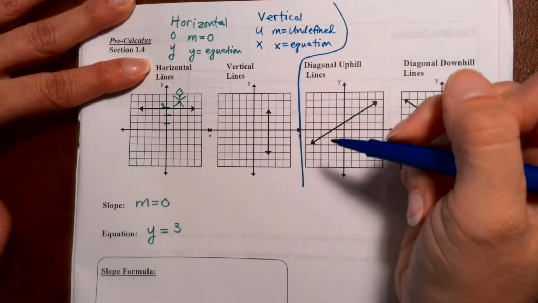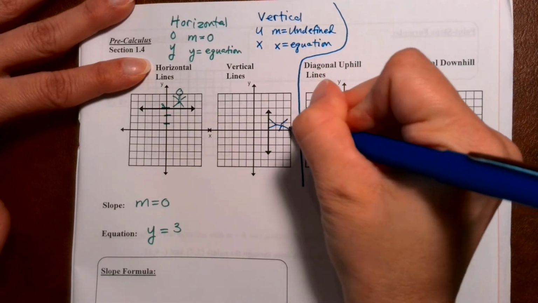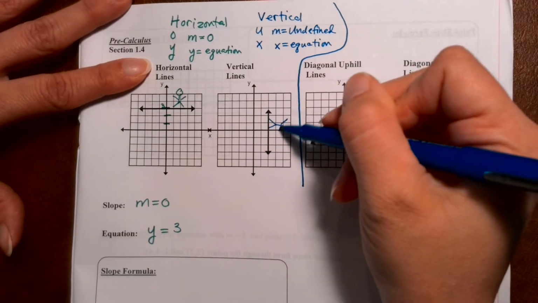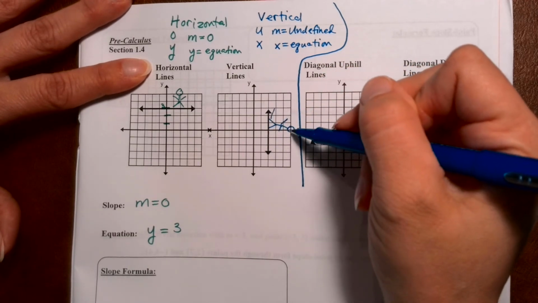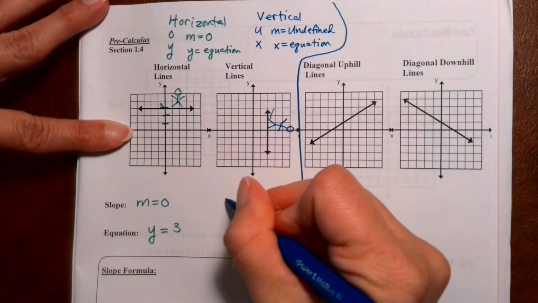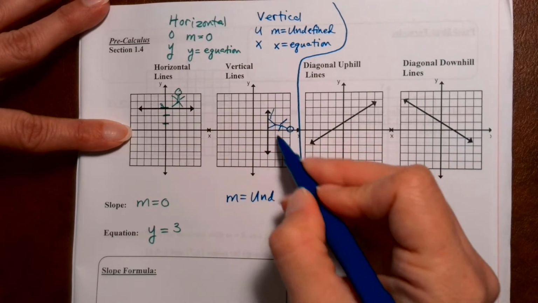I'm looking at this vertical line right here, and I'm thinking of a little guy that's trying to ski down a hill that has this kind of slope. I don't know about you, but this person is not going to do very well. He's going to fall off that hill, which helps me remember that the slope is undefined. You can't ski like that.